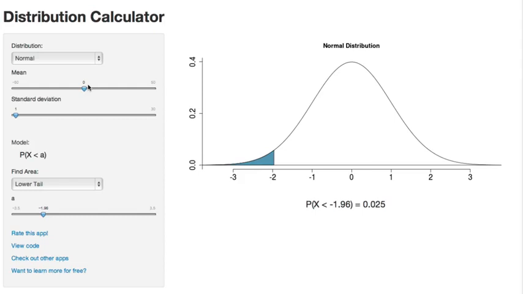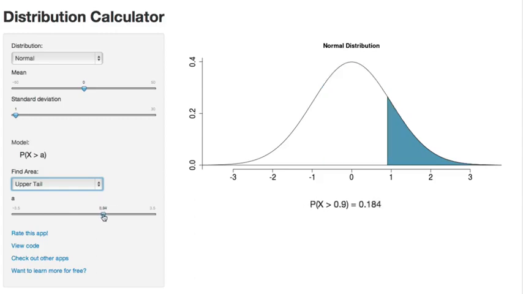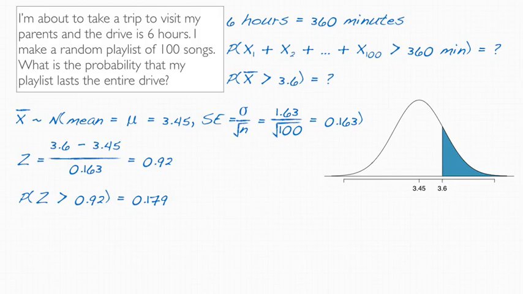If I wanted to find this probability using the applet, I would choose the normal distribution with mean 0 and standard deviation 1, because remember that is indeed the standard normal, the distribution of z-scores, and I'm looking for an upper tail, and my z-score is 0.92. So I just need to slide my slider over to 0.92, and it turns out that the probability of the z-score being greater than 0.92 is 0.179. So there's almost an 18% chance that my playlist lasts at least the entire drive.